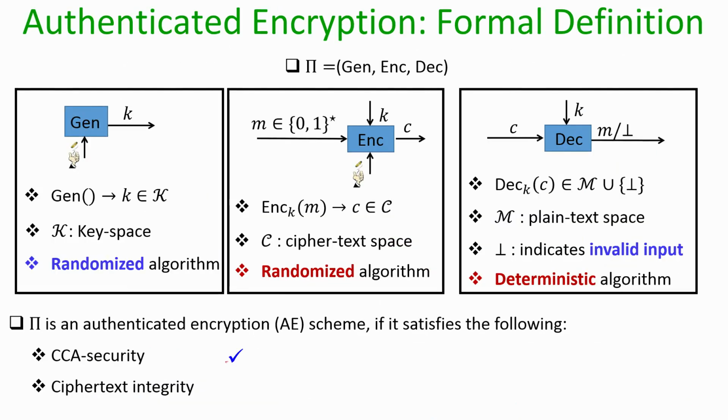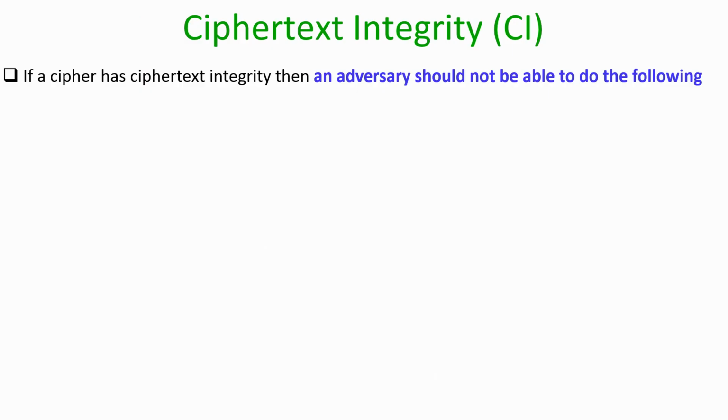So, we have defined what exactly we mean by CCA security. Now let us see what exactly we mean by ciphertext integrity. That is a new property which we also require from an authenticated encryption scheme. So, what exactly is ciphertext integrity?